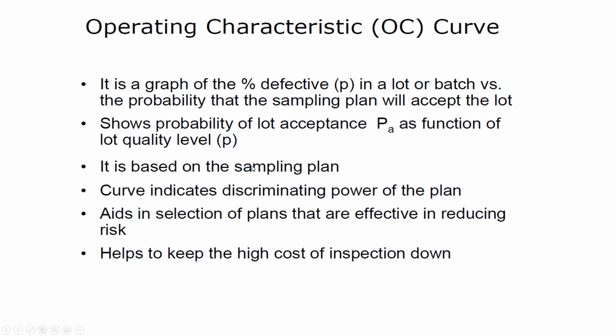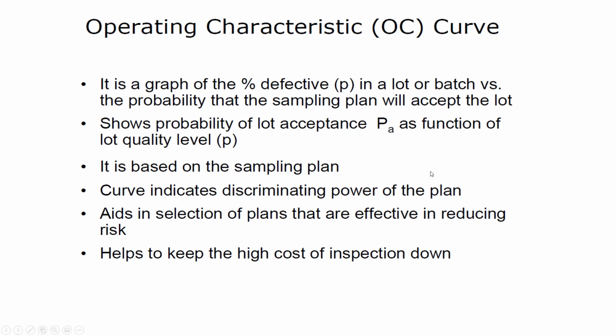Basically, the OC curve shows you the probability of lot acceptance as a function of lot quality level, and it's based on the sampling plan. From a huge lot, you will randomly pick a specific sample size. For example, if you want to buy a container with, let's suppose, 5,000 mobile phones, it will be very difficult to inspect each and every mobile phone to see whether it is good or defective. So being an inspector, you will just take out a random sample. Let's suppose you only pick 100 mobile phones from that container. Now on the basis of that sample size, n equal to 100, you will accept or reject.